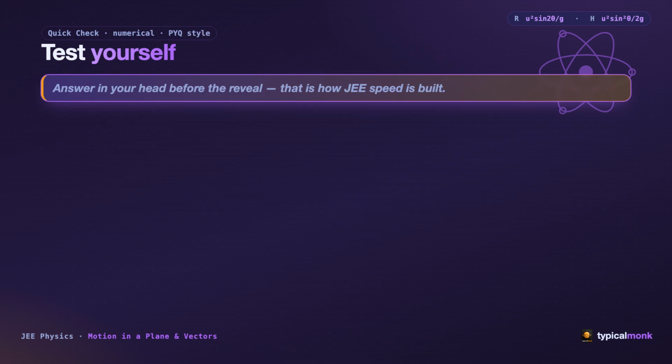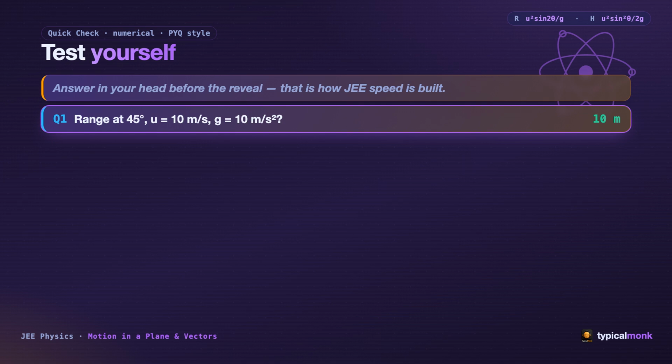Time to test yourself, rapid fire, and every answer today is a number. Here is the rule. I ask, you answer in your head before the reveal. No pen, no paper, just what you built today. Question 1. A ball is projected at 45 degrees with a speed of 10 meters per second. Gravity 10 meters per second squared. What is its range? U squared sine 90 over G, 10 meters.